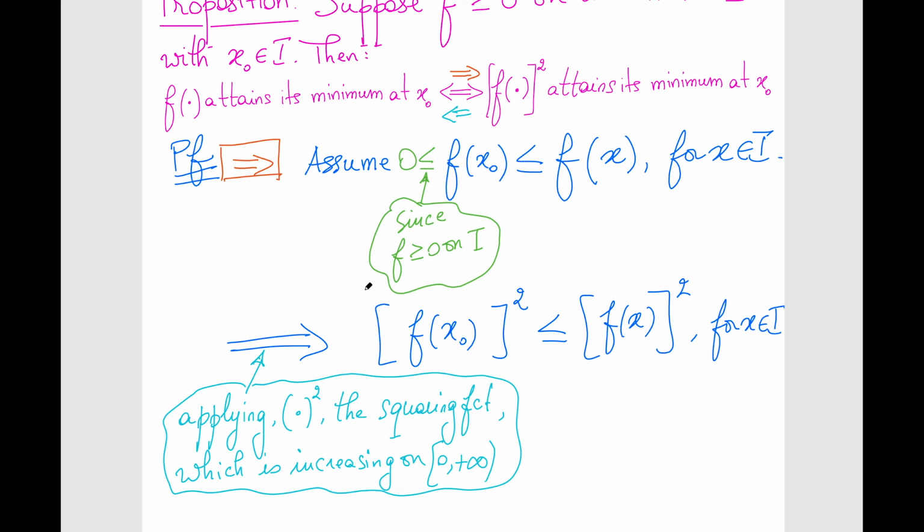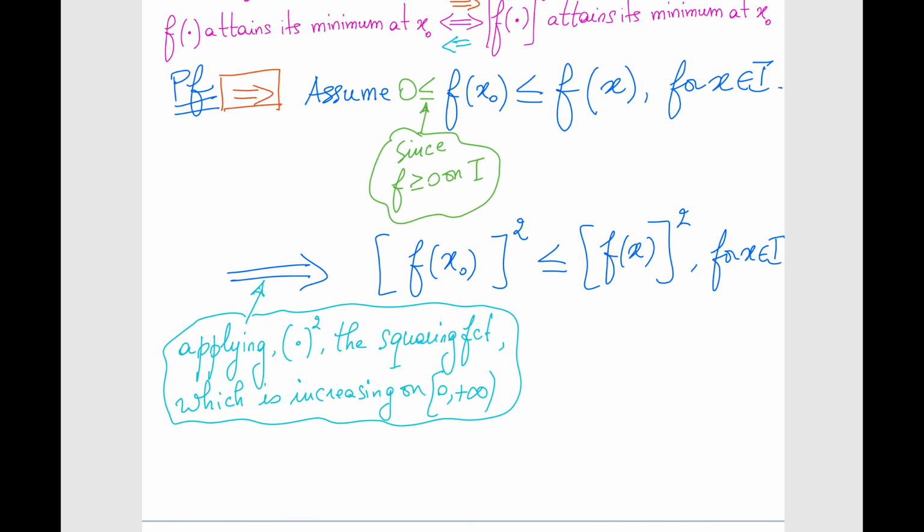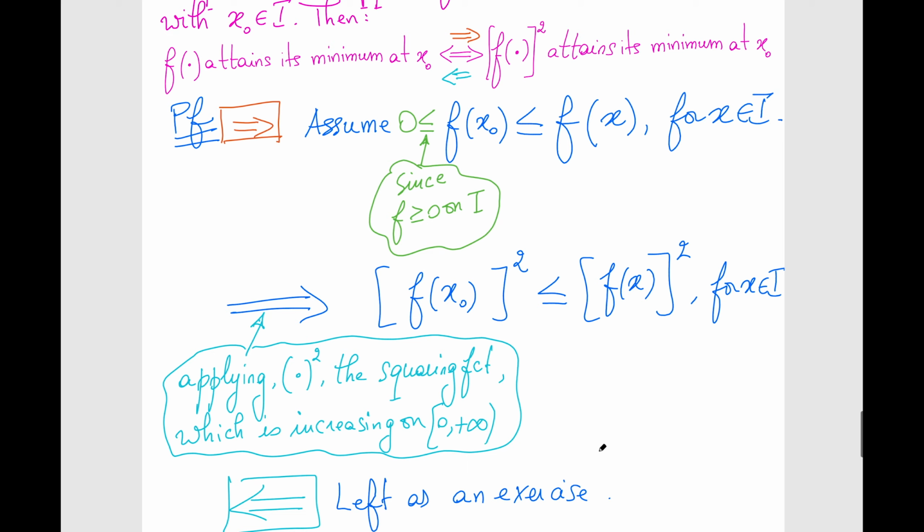You know what? How about I leave it as an exercise, but I still want to at least talk about it. So this one is left as an exercise. Let's just at least talk about it. I mean, it's already on the screen anyway. If you assume that the square of f is attaining its minimum at x naught, you're assuming this.